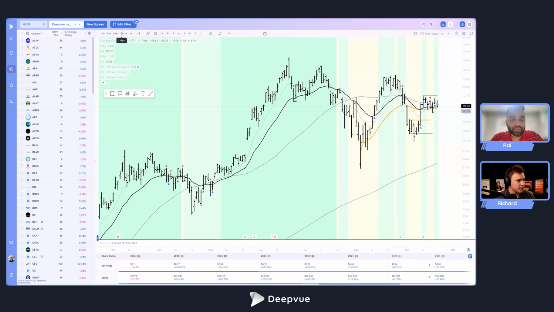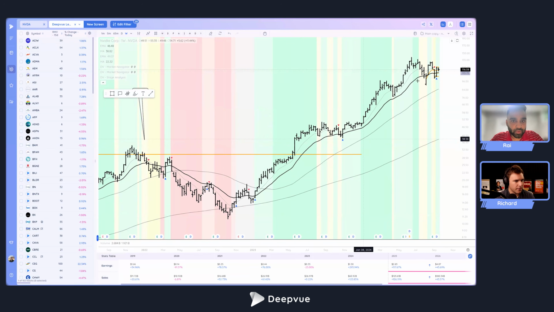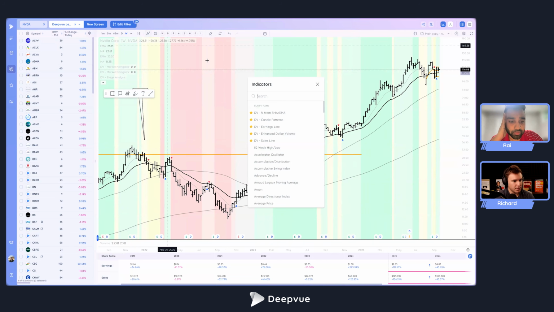Yeah, with the stage analysis indicator, what I like to do is have it behind my relative strength line. So I'll set that up. It gives me a lot of information at once while I'm flipping through charts.